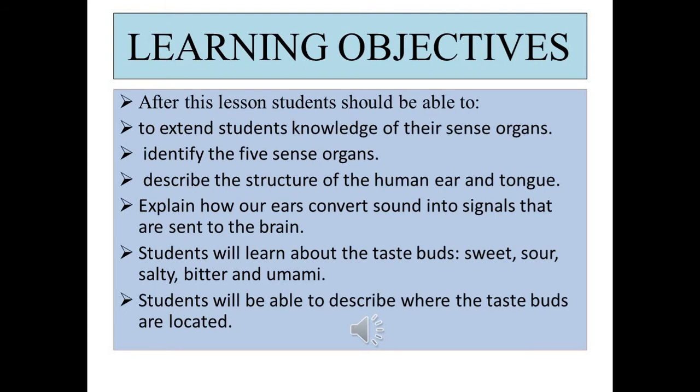Identify the 5 sense organs. Describe the structure of the human ear and tongue. Explain how our ears convert sound into signals that are sent to the brain. You will learn about the taste buds: sweet, sour, salty, bitter and umami. You will be able to describe where the taste buds are located.